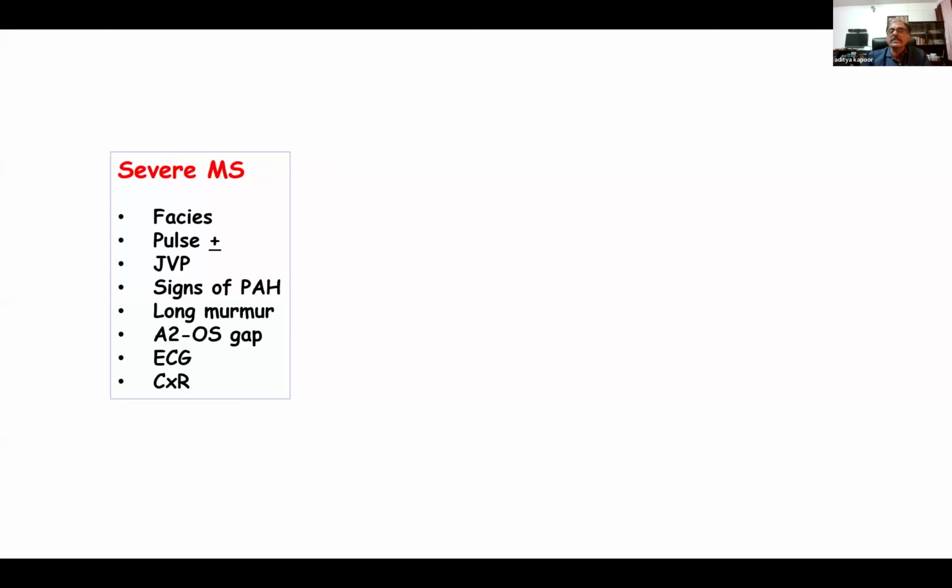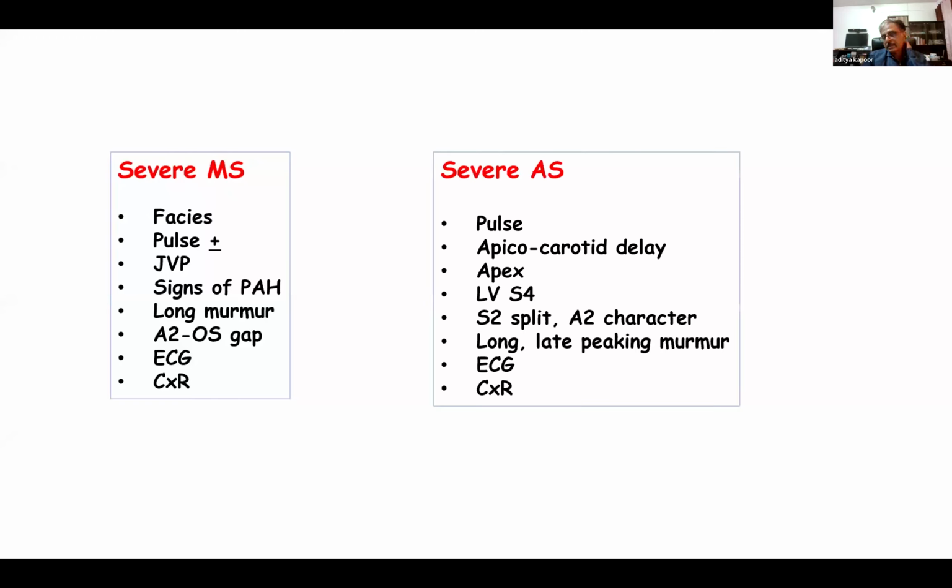So I'll finish off severe MS. Important signs: facies, pulse is plus minus according to me, JVP, signs of pulmonary artery hypertension, whether auscultable or palpable, a long pan-diastolic murmur, the A2-OS gap, and of course the ECG and the X-ray. Severe AS: pulse, epicarotid delay, sustained apex, LV S4, split of the S2, long late peaking murmur, and ECG and X-ray.